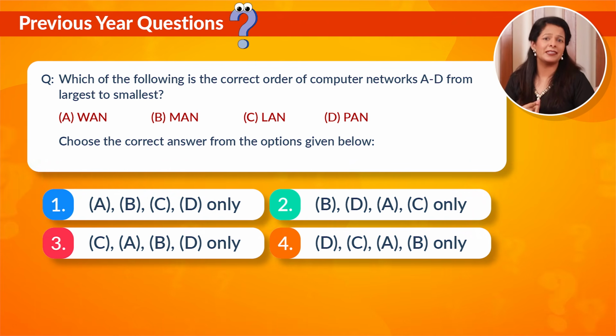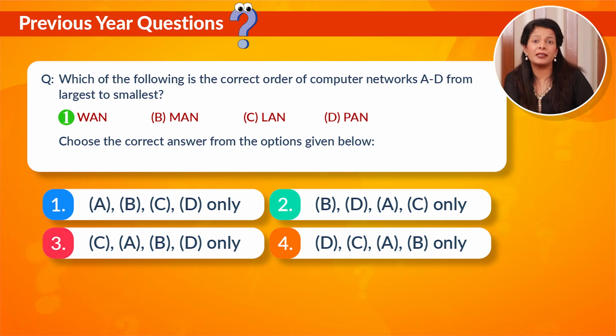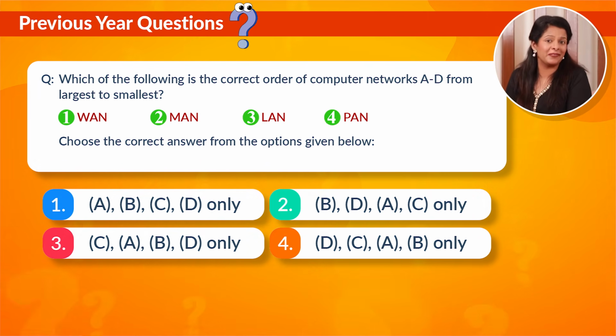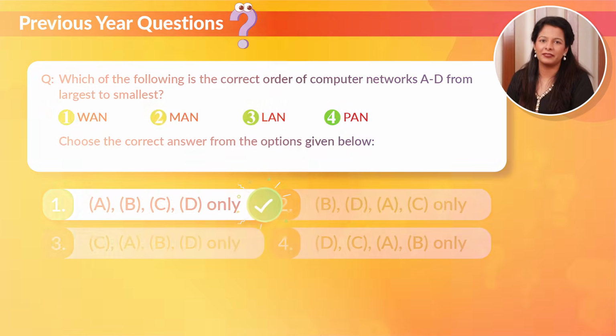This question asks us to arrange the types of computer networks from the largest to the smallest based on the area they cover. The correct order is A, Wide Area Network or WAN, followed by B, Metropolitan Area Network or MAN, then C, Local Area Network or LAN, and finally D, Personal Area Network or PAN. So, the correct answer is option 1, friends.